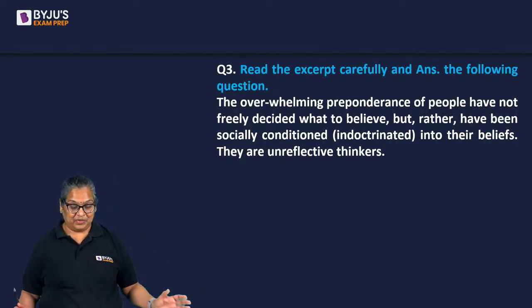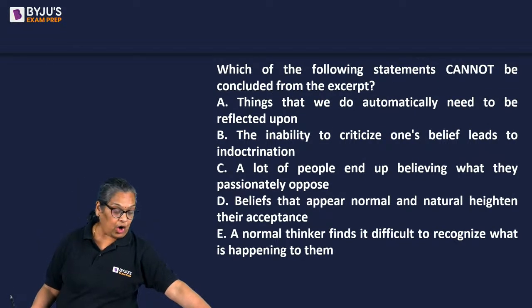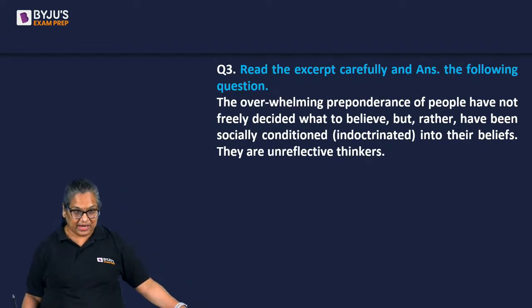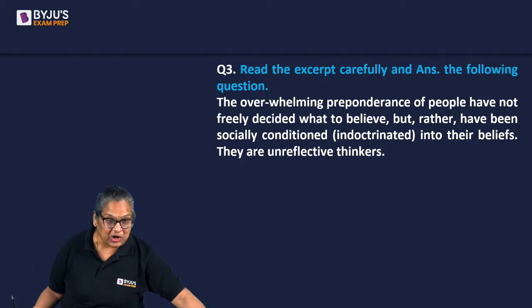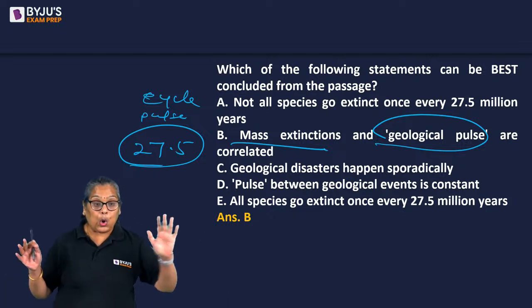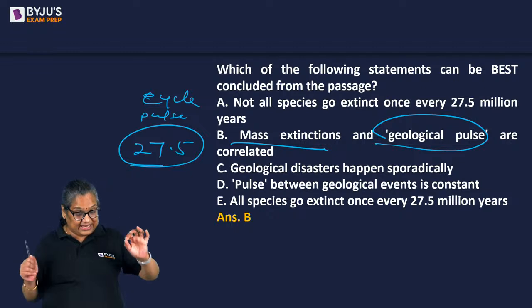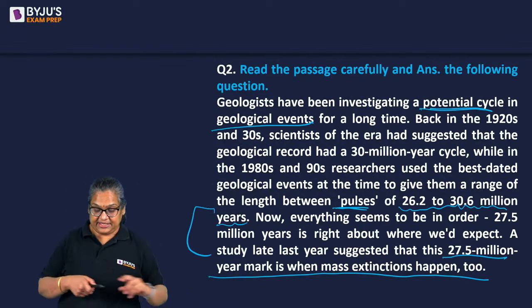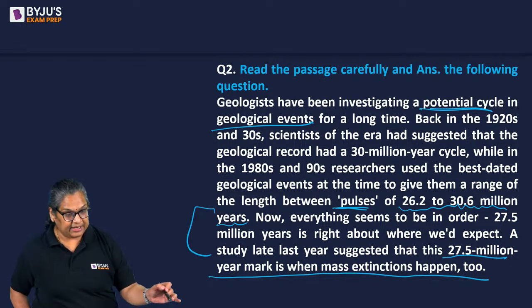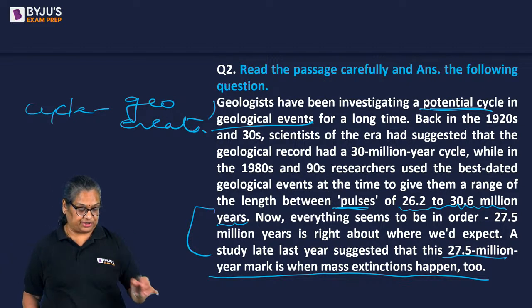All right. When you get a short passage, what is the question talking about? Cannot be concluded. It is not narrow. It is not at all narrow, Pranav. It is the only one which is exactly what the author has said, that there is a connection between mass extinction and the pulse. The first main point is: is there a cycle in geological events? Okay, this is the question.